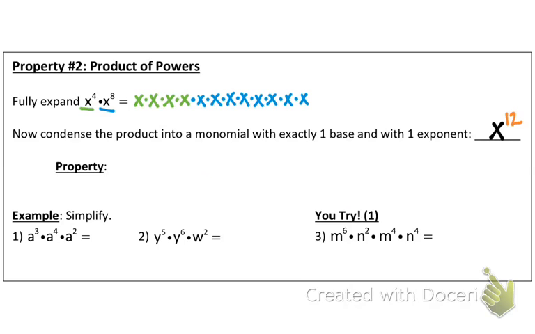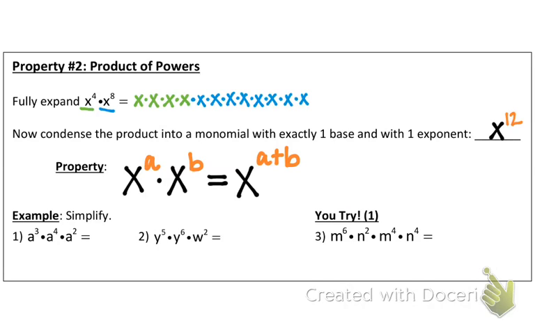This leads us to property number 2, the product of powers, which states that if we have a base raised to a power multiplied by the same base raised to a power, then we can keep the base the same, and all we do is we add the exponents. So let's look at some examples.